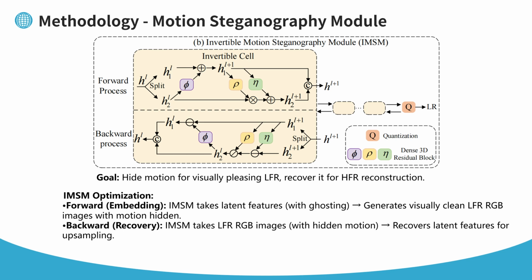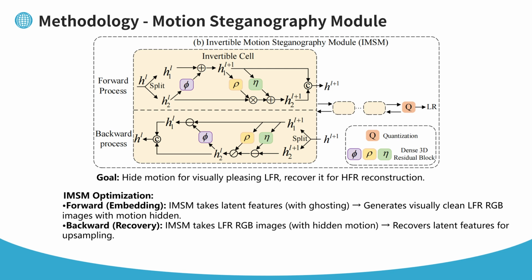Let's look closer at the Invertible Motion Steganography module. Its core idea is to manage motion information effectively. We train our system in two stages. In the first stage, a downsampler and upsampler are trained together. The downsampler learns to produce latent features that are rich in information for reconstruction, but these features might exhibit motion ghosting artifacts. This is where IMSM comes in during the second stage.